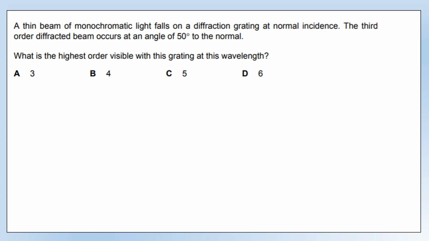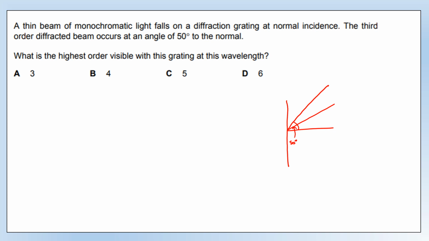The thin beam of monochromatic light falls on a diffraction grating at normal incidence. The third order diffracted beam occurs at an angle of 50 degrees to the normal. What is the highest order visible with this grating? So let's just give us a sketch diagram. So there's the first order, the second order, and the third order. So that in there is 50 degrees. Okay, what is the highest order visible?